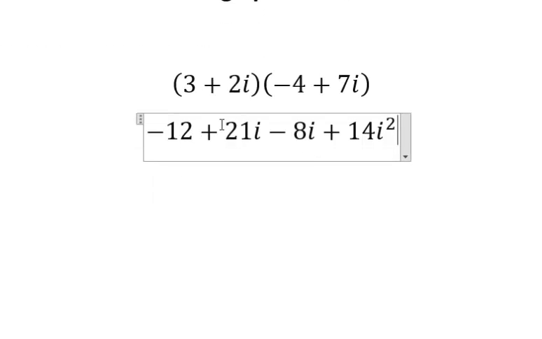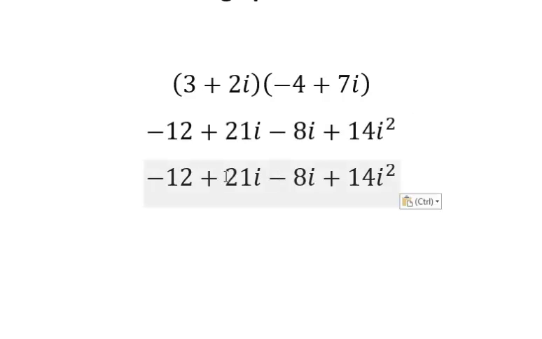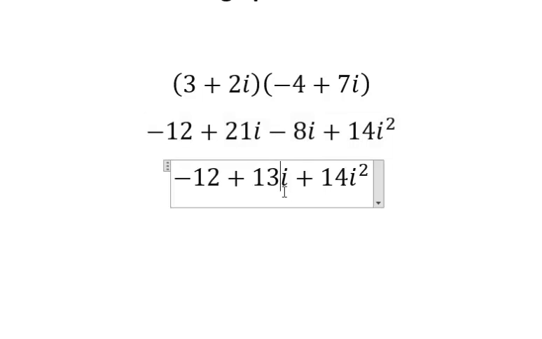Once we've done that, we're going to simplify like terms. These two things you see in here are basically like terms because they both have i. So I'm going to subtract them. 21 minus 8 will be 13, and I copy the letter i.